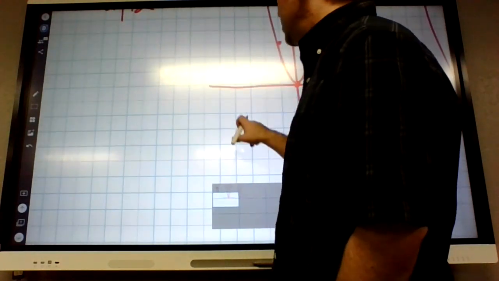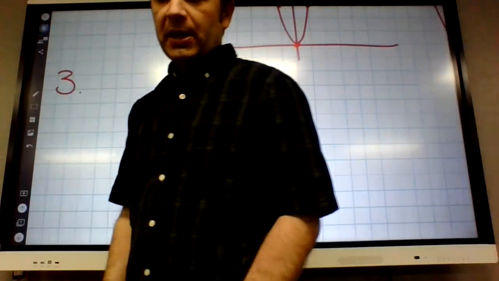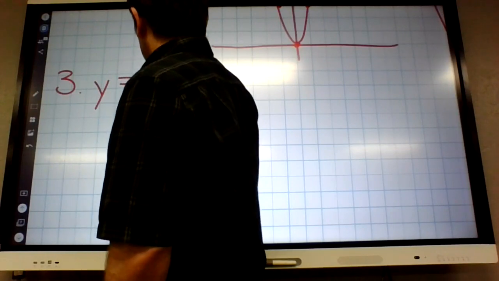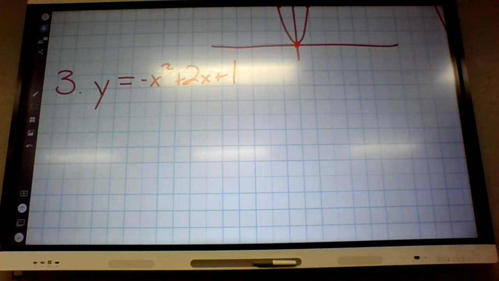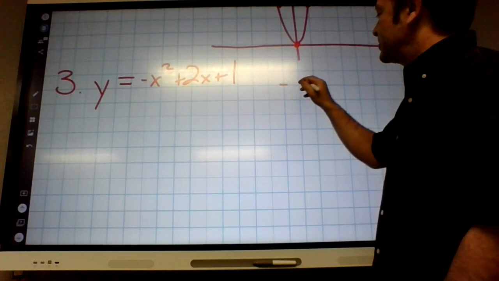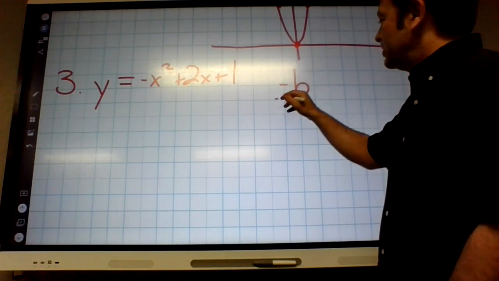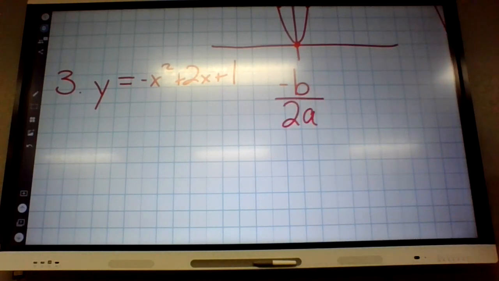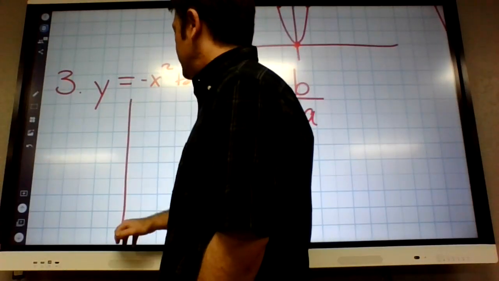Okay. Number 3, I'm guessing we forgot this one. How do we find the vertex if it's in standard form? You put 0 for C? No. That's the other part. Okay. If it's in standard form, it's been a while. We didn't do this very much, but use the first part of the quadratic formula, negative b over 2a. That's going to tell you where the middle of the graph is for the x value.